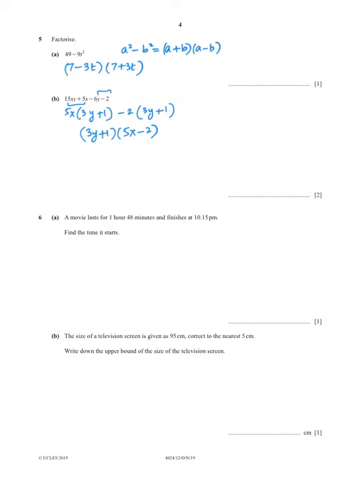Number 6, a movie lasts for 1 hour 48 minutes and finishes at 10:15 p.m. Find the time it starts. Solving time, the movie finishes at 10:15. The duration is 1 hour 48 minutes. I need to subtract these two. So there is a sum of carry. I will shift 1 hour to the right side. So basically I am shifting 60 minutes.